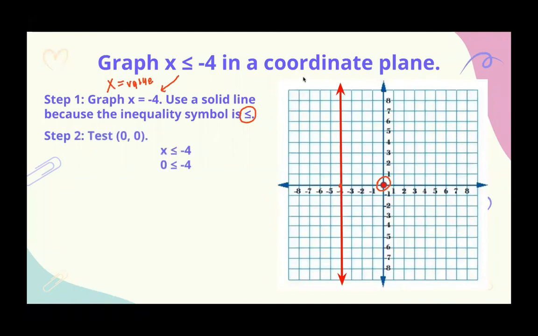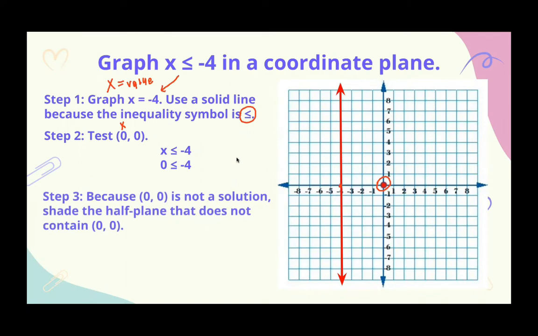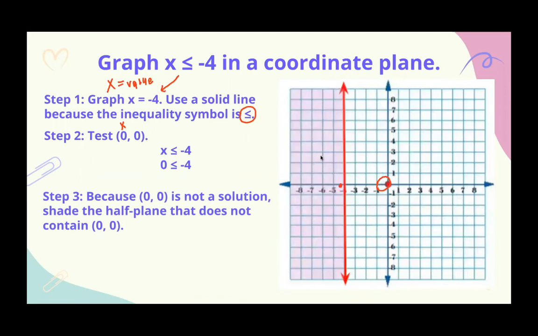We have x is less than or equal to -4. Plug in 0 for your x value, and you're given 0 is less than or equal to -4. This inequality is not true, so (0, 0) is not a solution. Because it isn't a solution, you're going to shade the half plane that does not contain (0, 0). In that case, it would be this area to the left of our line where (0, 0) is not located, and that's how your graph would look.